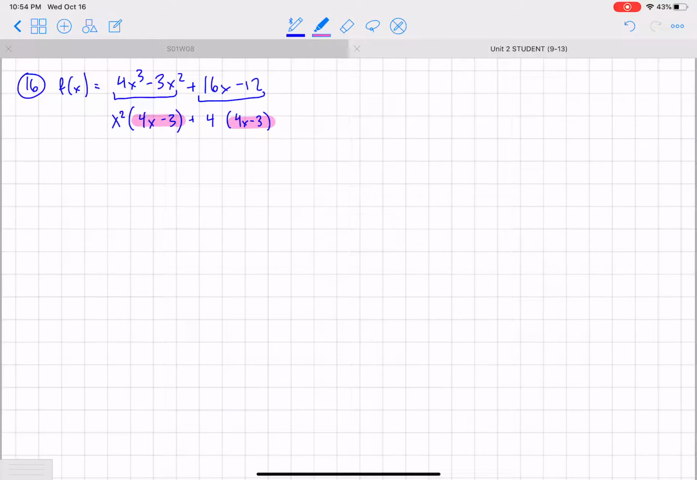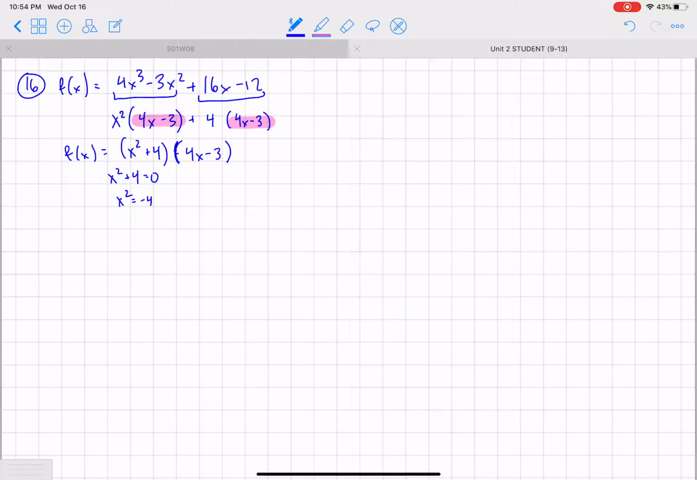Because these match, that means we can factor it. So we get x squared plus 4 times 4x minus 3. So that is the factored form of our function. And then it says go on and find the zeros. So then we set each of those equal to 0.